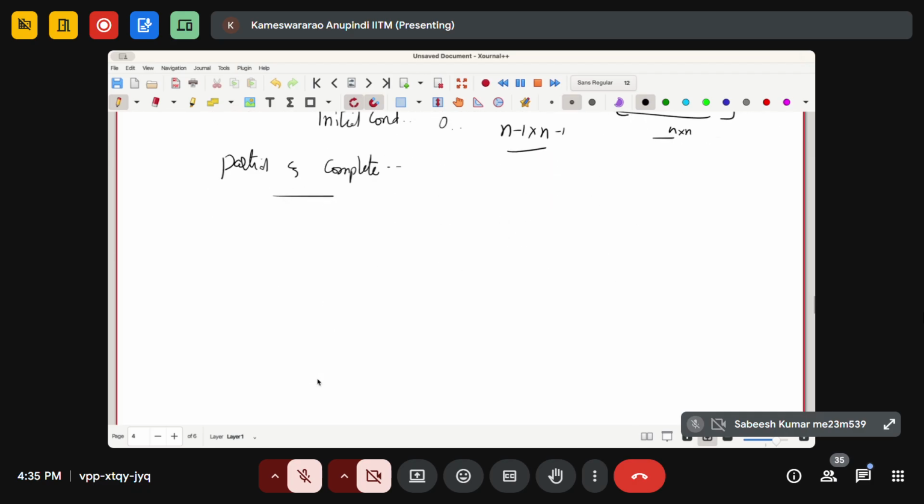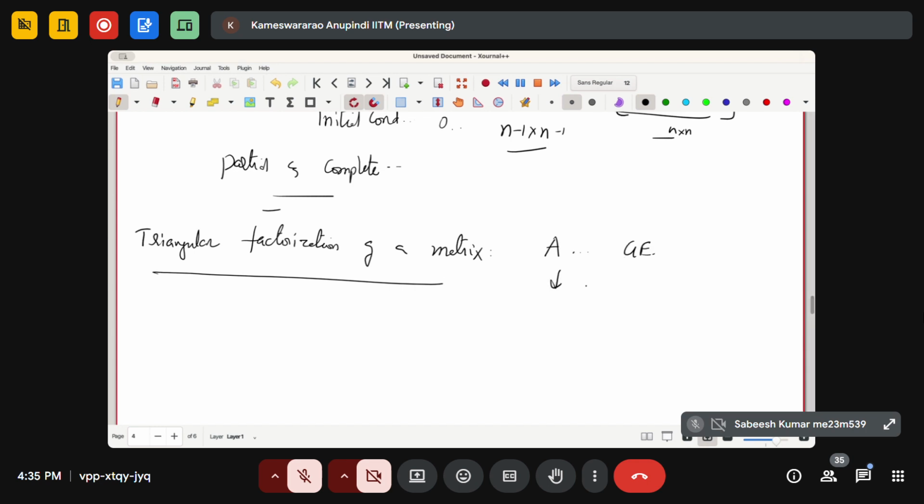Fine. So let me move on to a slightly different concept. This is known as the triangular factorization of a matrix. Okay. So what is triangular factorization of a matrix? We have seen that when you are given A and apply Gaussian elimination, we are converting this into matrix U. That means we are given AX equal to B. We are performing row operations and converting it to UX equals G. Okay, that's what we're doing.